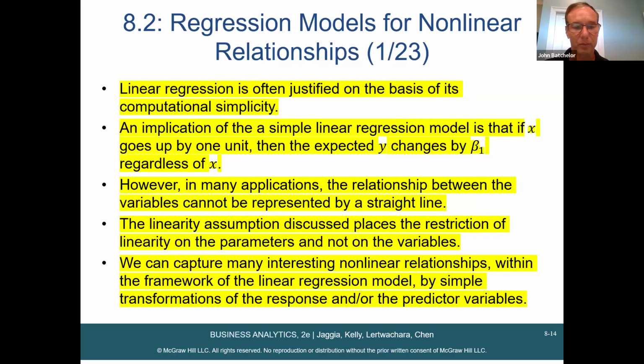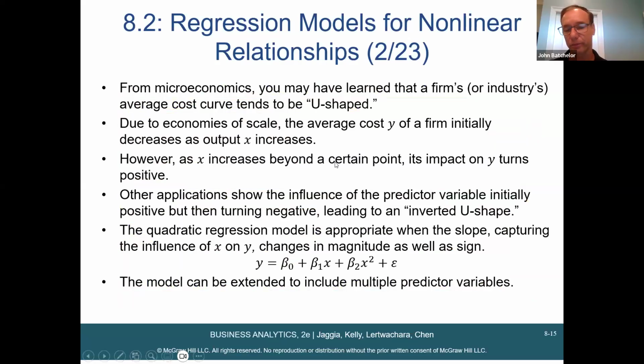So many times linear regression won't work if the relationship's not linear. So we can capture many interesting nonlinear relationships within the framework of the linear regression model by simply transforming a response or predictor variable. And in this chapter, we're going to look at squaring the term.